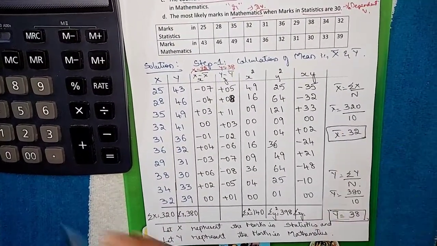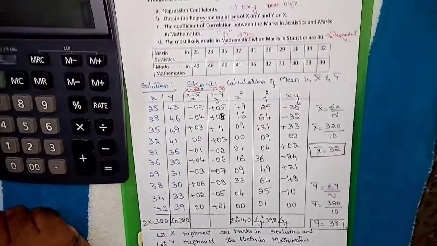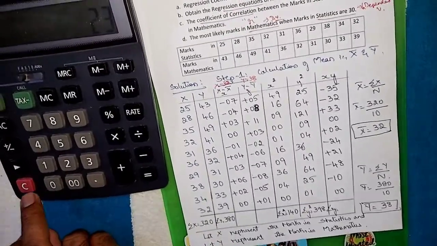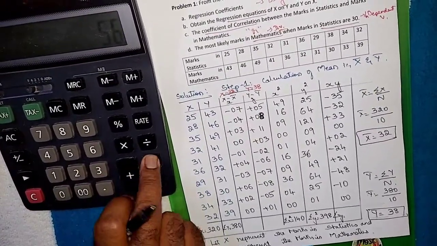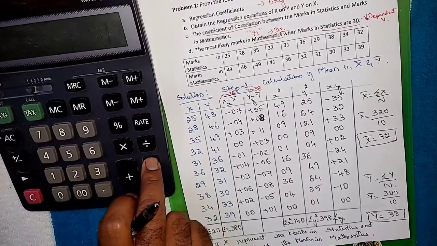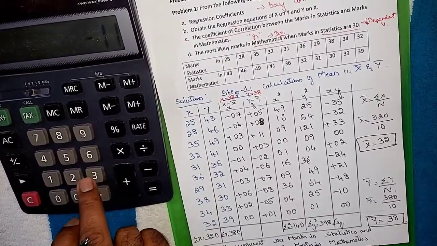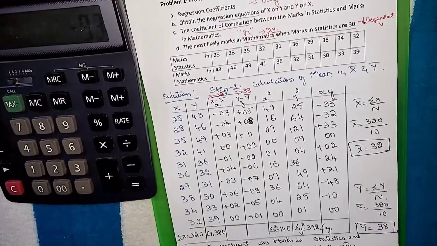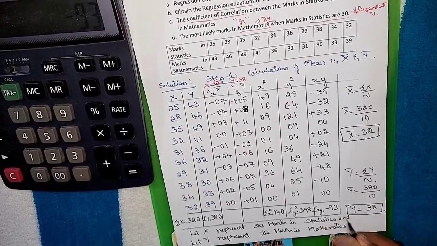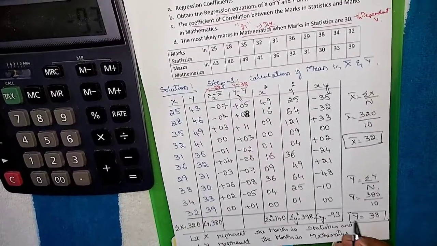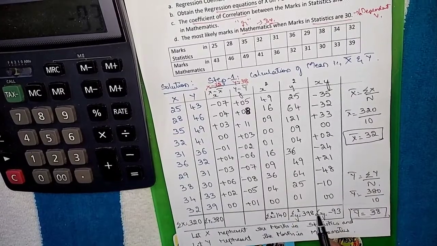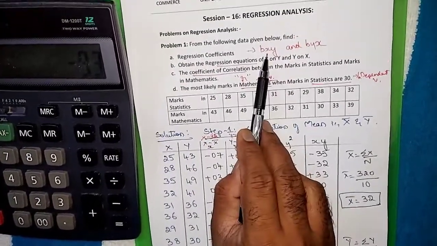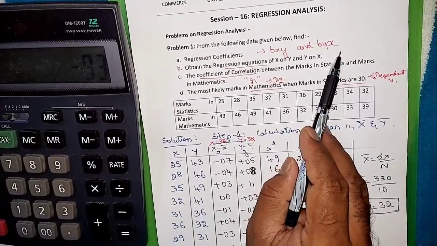Now when we add and subtract all these values, what do we get? So 21 plus 2 plus 33 minus 35 minus 32 minus 24 minus 48 minus 10. So sigma xy is minus 93. We have got all these values. Next, let's proceed to step number 2, which is calculation of the regression coefficients bxy and byx.